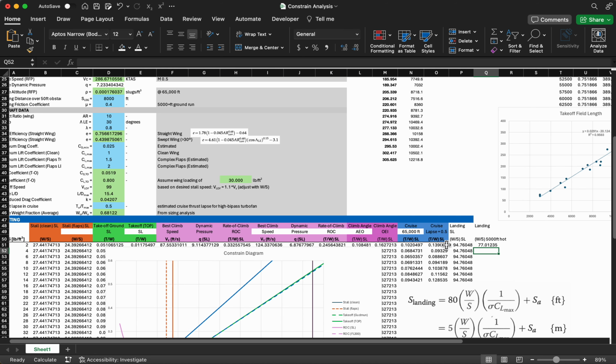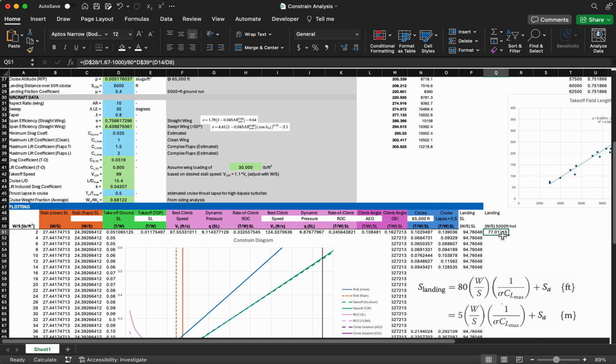So in this case, if we were to try to land in Denver and we needed to land in an 8,000 foot runway, we couldn't exceed a wing loading of 77 pounds per square foot and be able to land within the distance of that runway safely.